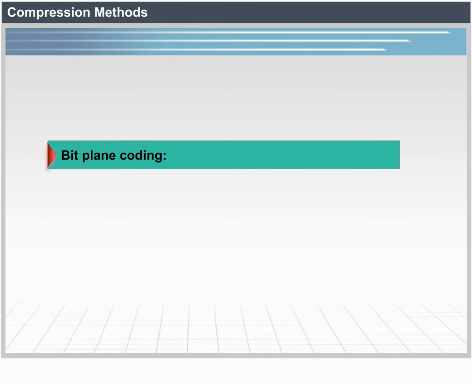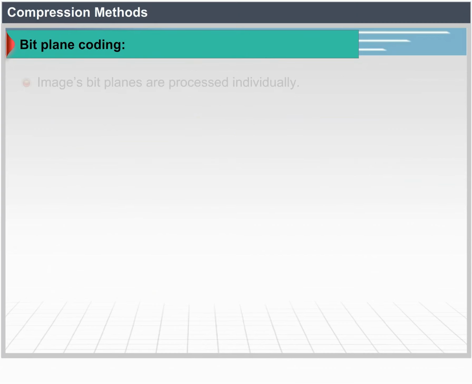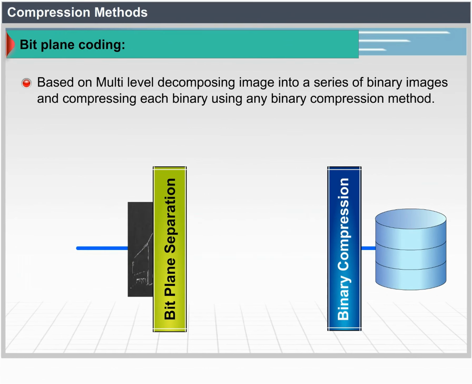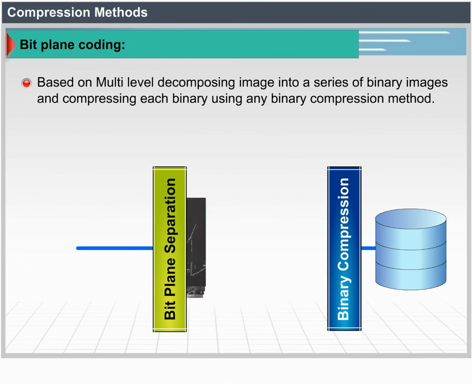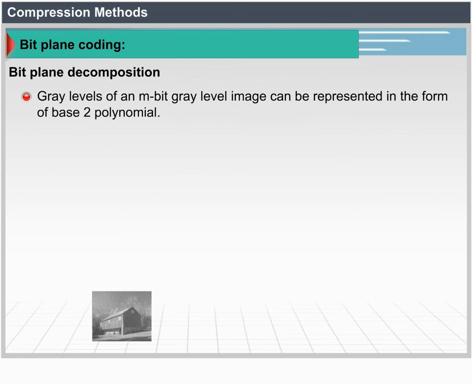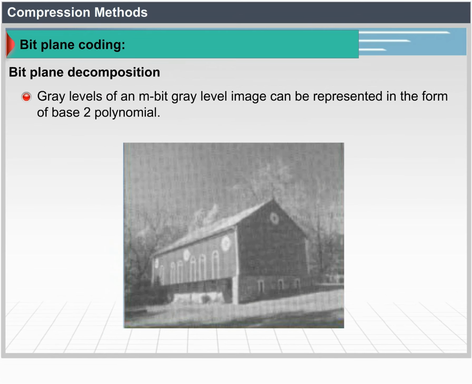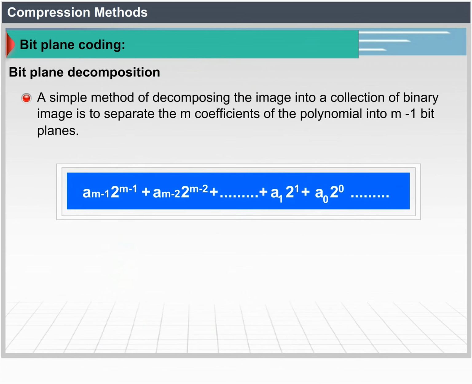Bitplane coding. Another effective method to reduce interpixel redundancies. Image bitplanes are processed individually, based on decomposing a multi-level image into a series of binary images and compressing each binary image using any binary compression method. Bitplane decomposition. Gray levels of an m-bit gray level image can be represented in the form of a base 2 polynomial. A simple method of decomposing the image into a collection of binary images is to separate the m coefficients of the polynomial into m 1-bit planes.